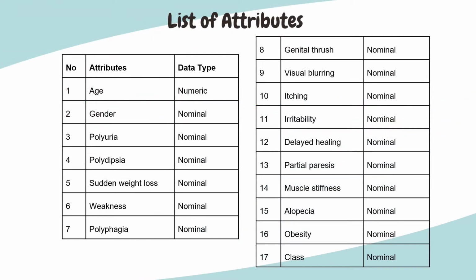These are the list of attributes of the dataset. We have age, gender, polyuria, polydipsia, sudden weight loss, weakness, polyphagia, genital thrush, visual blurring, itching, irritability, delayed healing, partial paresis, muscle stiffness, alopecia, obesity, and class.